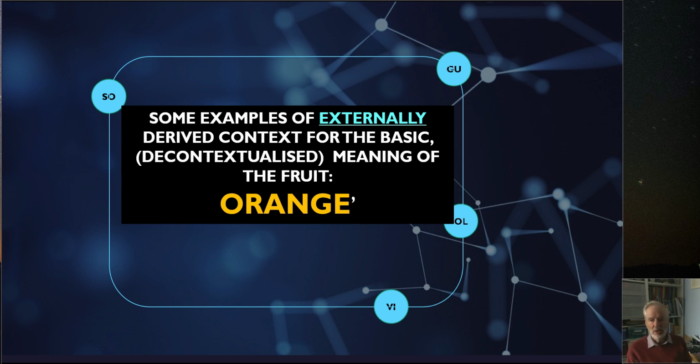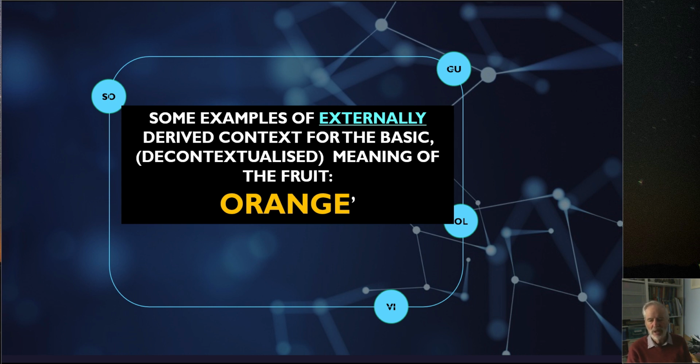Here are some external examples from the basic contextualized meaning of the fruit orange. Now, I'm going to play a little trick, and we will share this illusion. For convenience, we will think of an orange, the basic meaning of orange, as somehow a single representation, and I'm going to treat it like that. And of course I know that even the basic meaning of orange is an assembly of features which go to make up an orange, so it is in fact a complex representation.